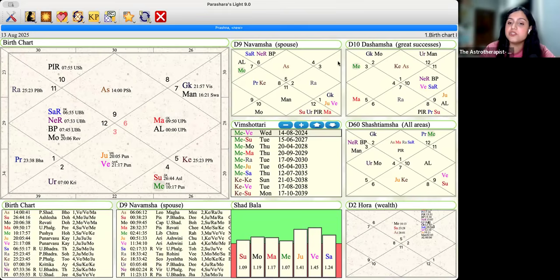Now, within Navamsha, it is going to address what is going to be the nature once you develop a bond with them. Either you're living with them or you're not living with them, but you develop a bond with them. That is Navamsha.